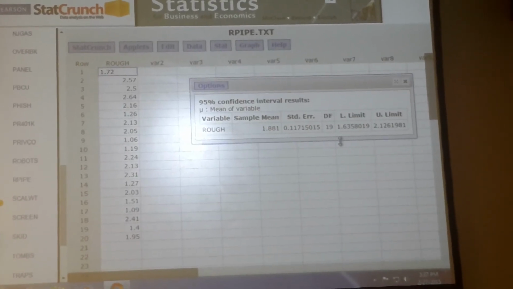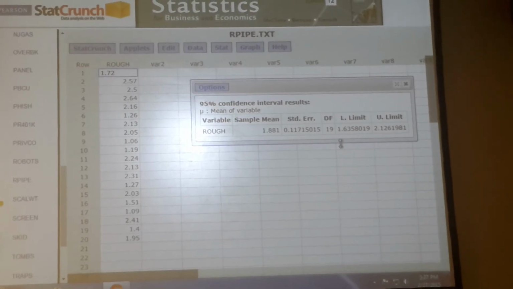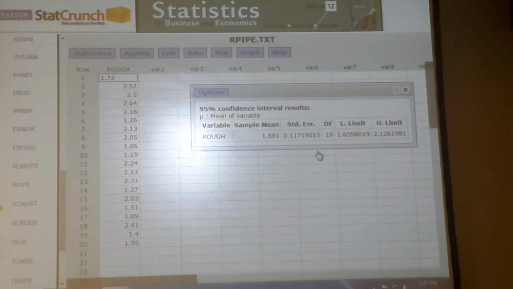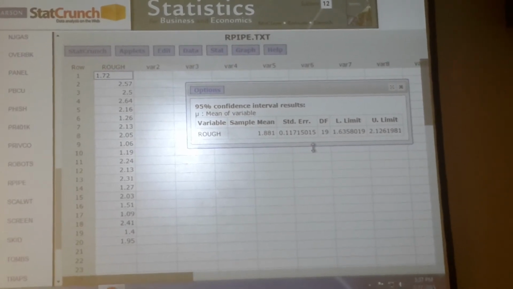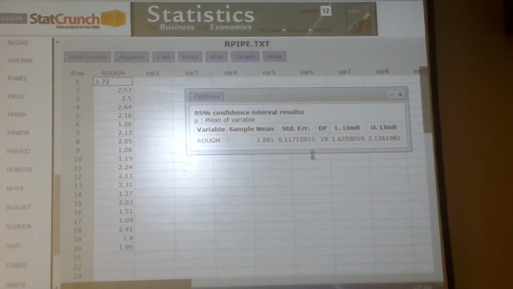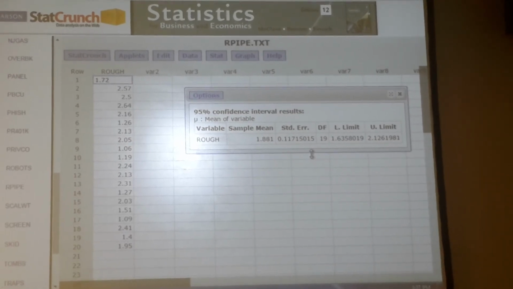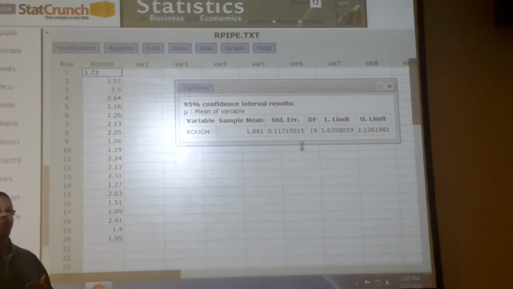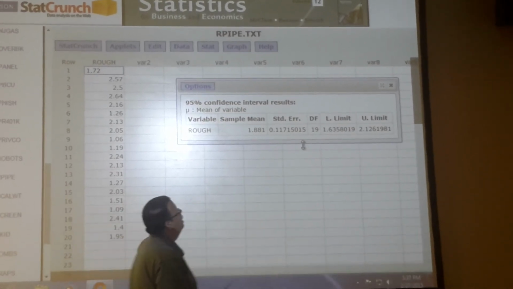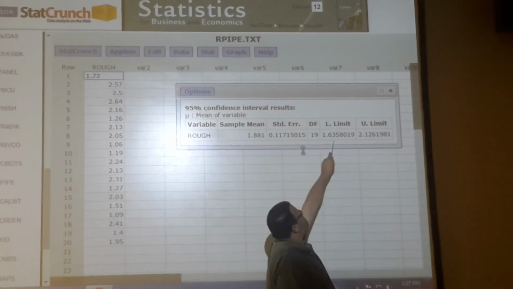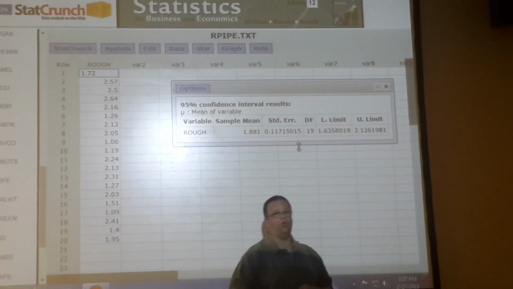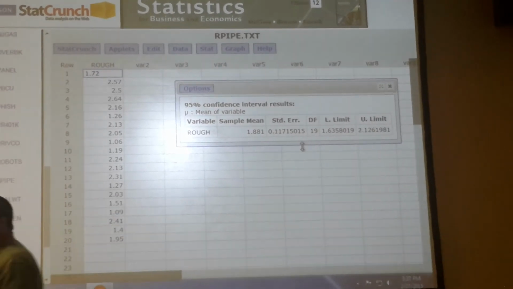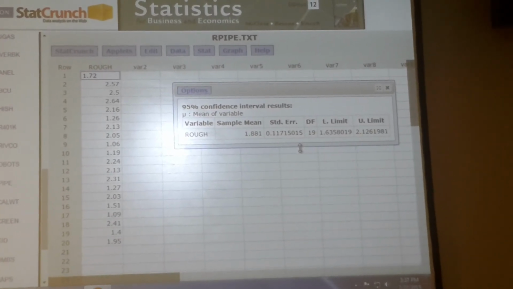Click compute. Again, we get a similar type of output. Our sample mean, they tell us, was 1.88. That's our best guess as to what the population mean is, but we can't say for sure that the population mean would actually be 1.88. But what we can say is we're 95% certain that it's somewhere between 1.64 and 2.13. So we can narrow in on a very good estimate of what that population mean is.